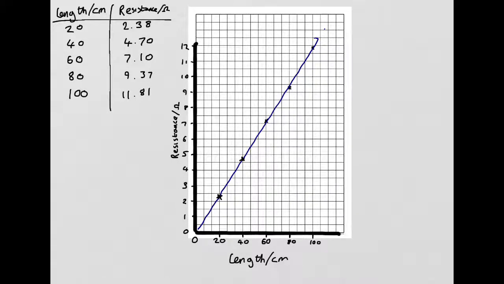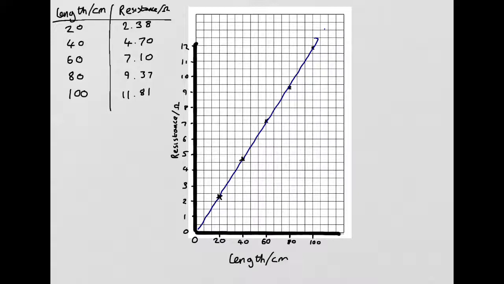Right, so here we have the data from our investigation. Notice that I've got the table here. I've omitted two columns, the potential difference column and the current column, since those were just intermediate steps in calculating our resistance. So remember, the whole point of the practical was to see how the length of the wire affected the resistance of it.